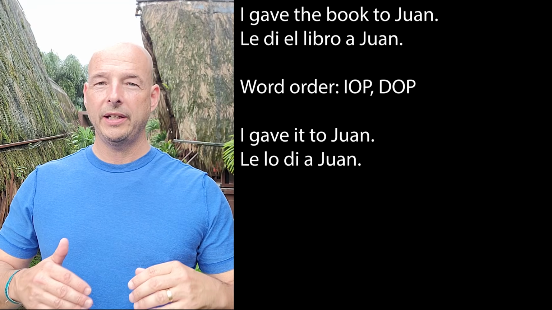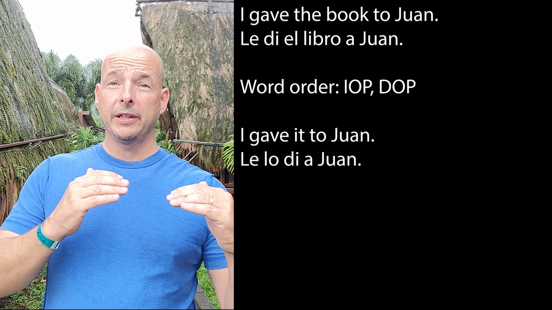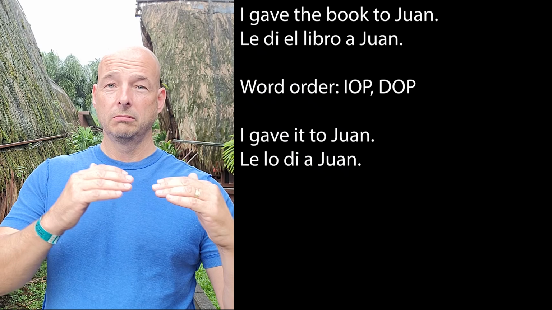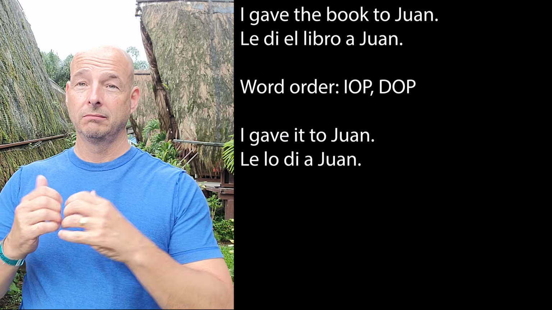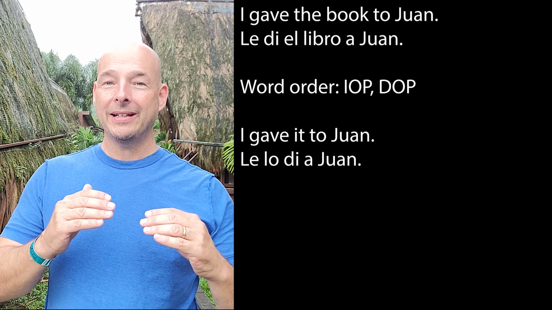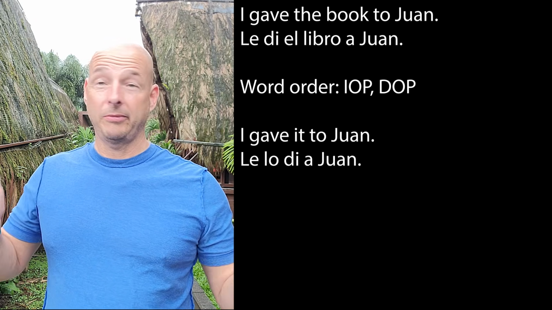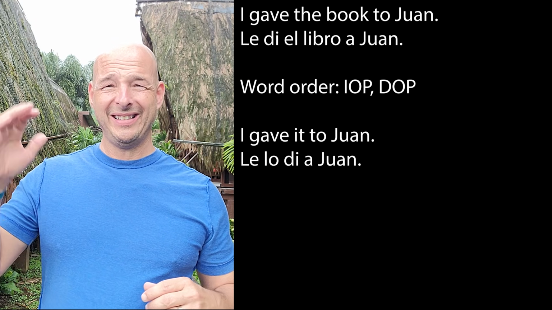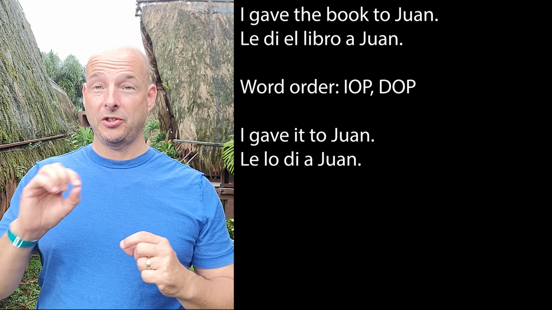So if we do that, we get le, right, our indirect object pronoun. We plug in lo for the book, di, our verb, and then a Juan, right? It looks something like this, but we're not done. You see that le lo there? It's like le lo di a Juan. And I know all Spanish probably sounds strange to you, but that sounds really awkward, okay? So Spanish changes it a bit.